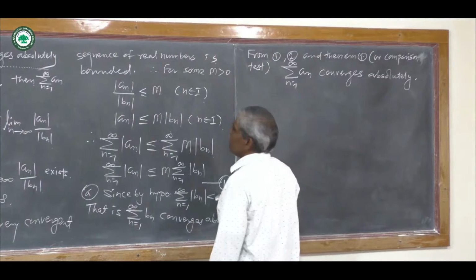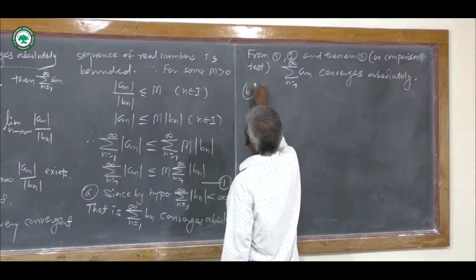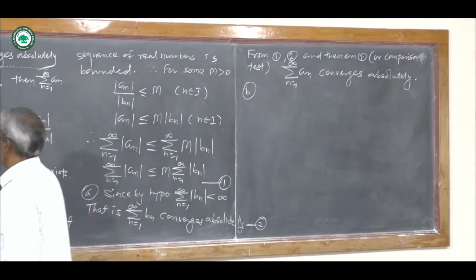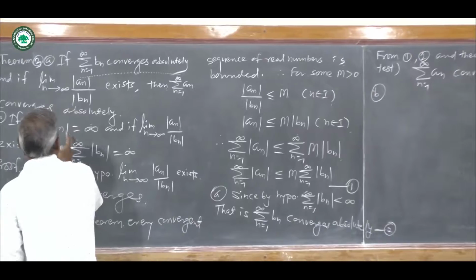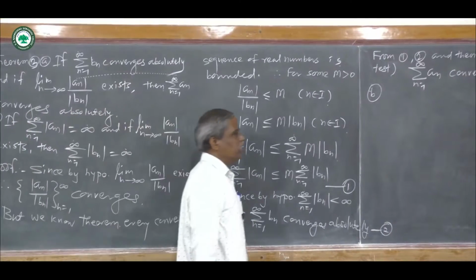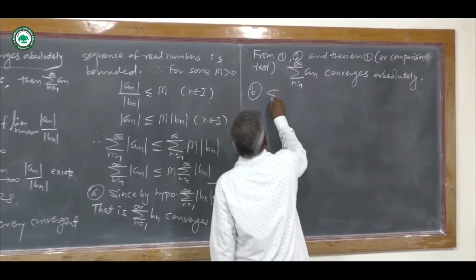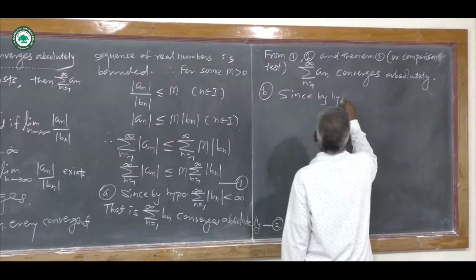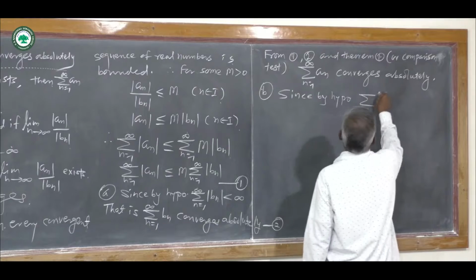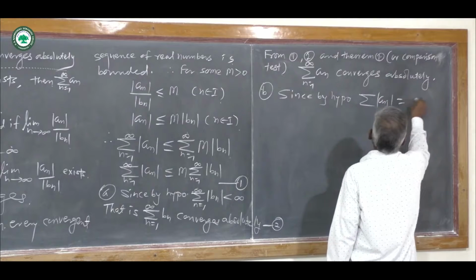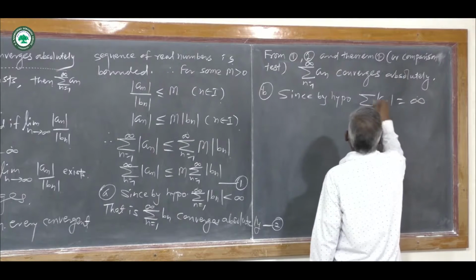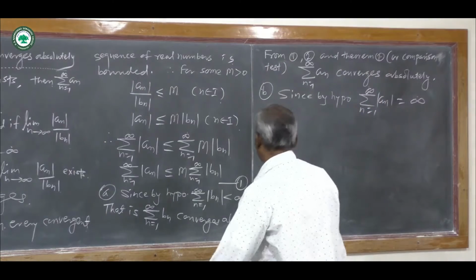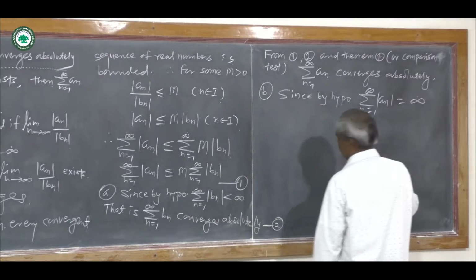Now we prove B. Since by hypothesis of B, sigma mod an is equal to infinity. This is statement number 3.